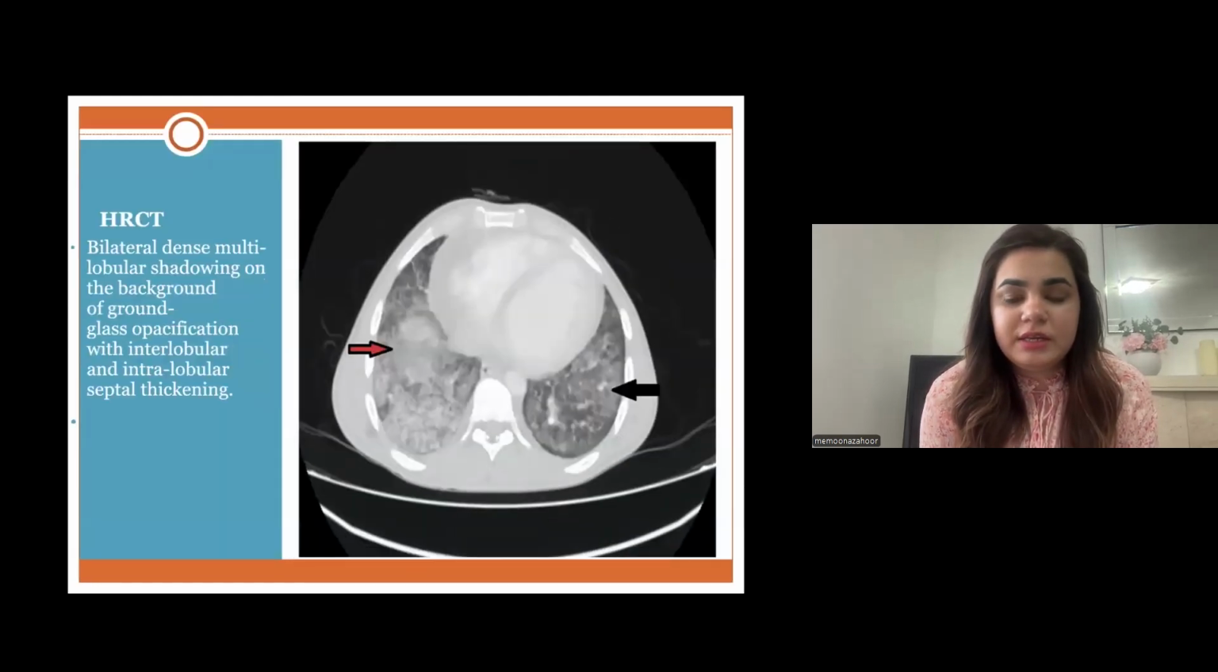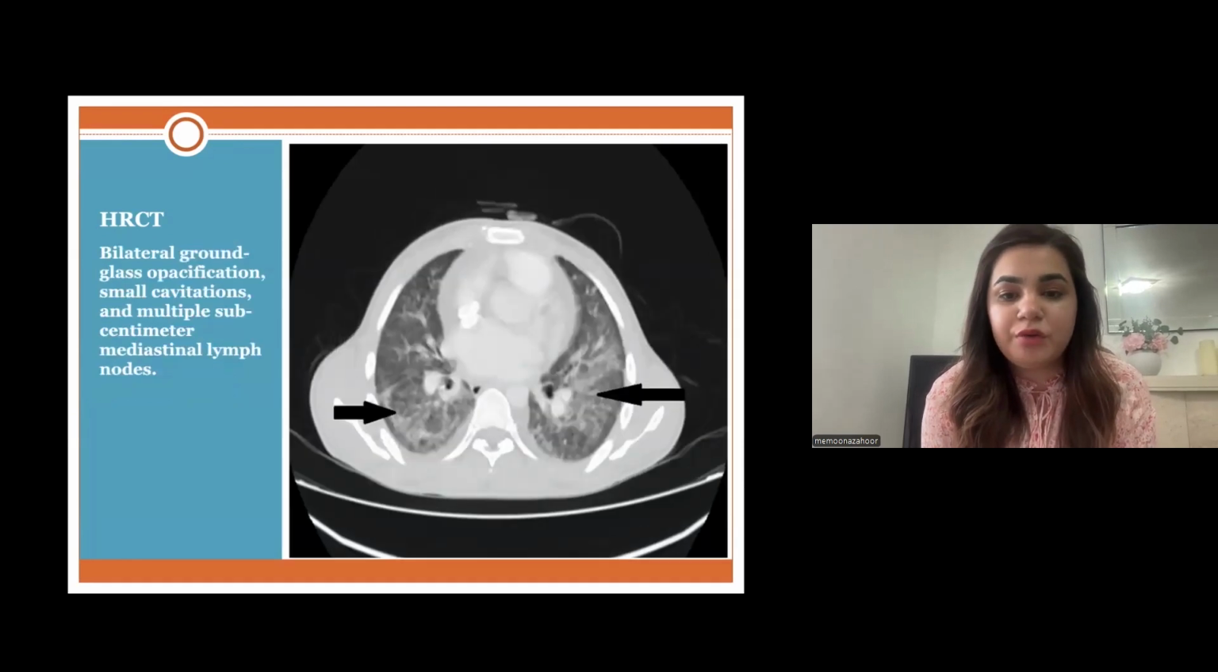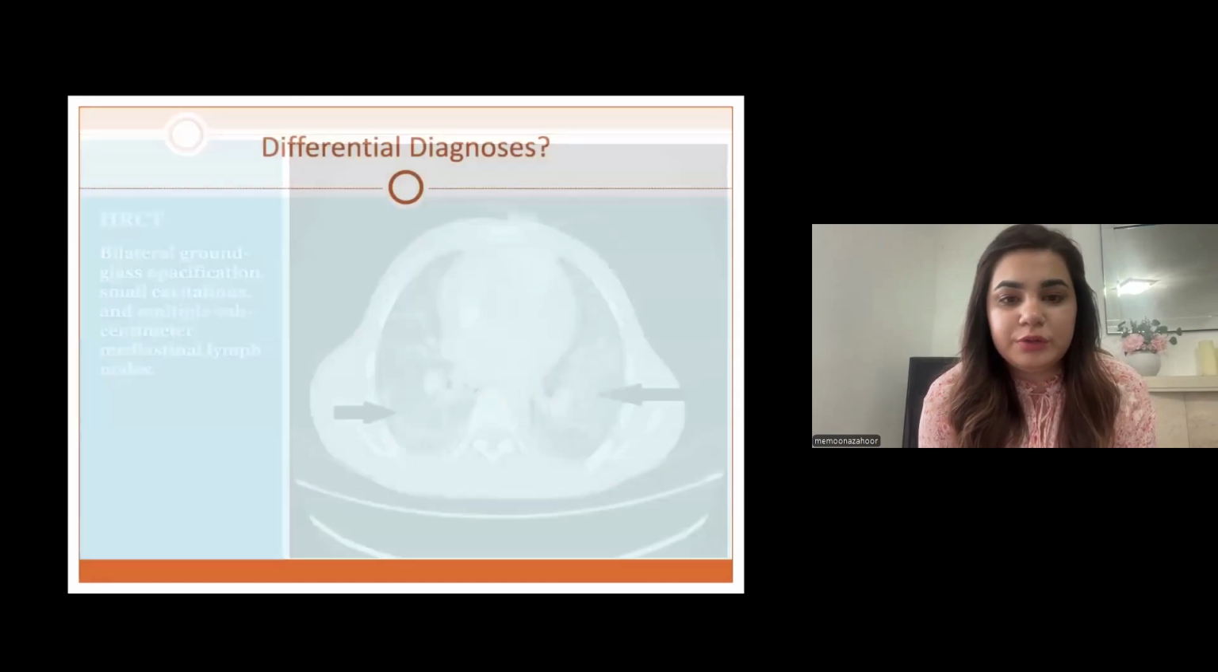If we look at the HRCT, it shows a disease progression. If you look at this CT chest, it shows bilateral dense multilobular shadowing on the background of ground glass opacification with interlobular and intralobular septal thickening. So there had been some sort of infective process also going on. So it was a bit of an unusual diagnosis as to what the patient could be going through.